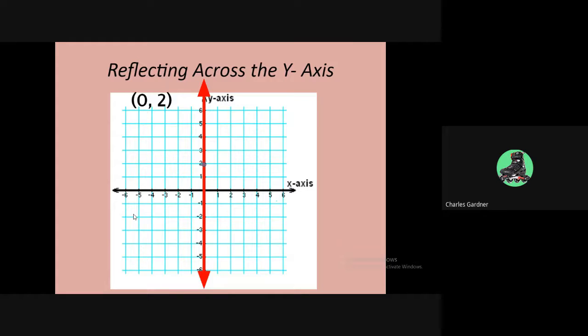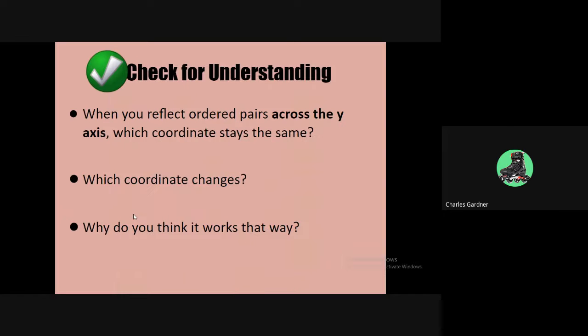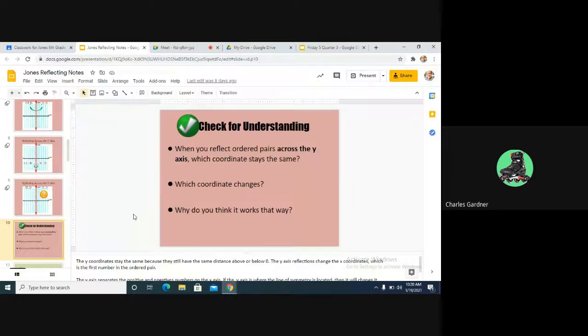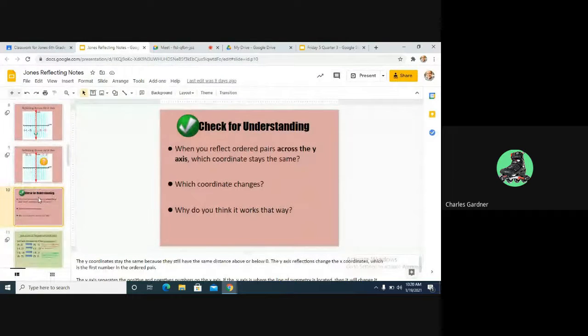Do we need to do more? I don't want to do that one. Okay, let's do this check for understanding, okay? So on slide number 10, this is where you are going to type a little bit of information. We're going to answer these 3 questions together on slide number 10.